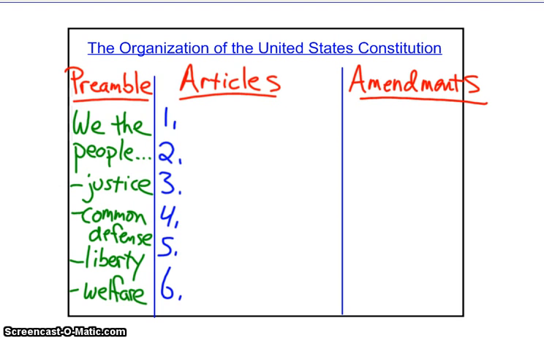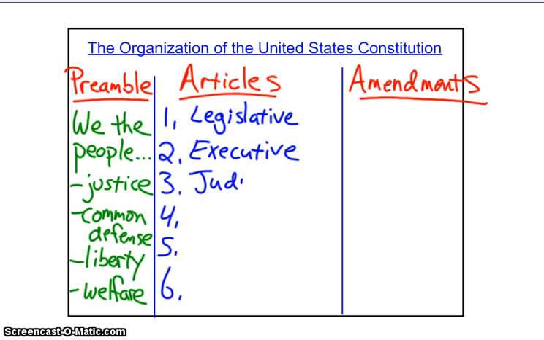The first article outlines the legislative branch. It talks about the rules for Congress, for the House of Representatives, for the Senate. The second article is all about the executive branch. It is everything having to do with the president and vice president. And the third is the judicial branch, our court system. And basically, when we make our flashcards and we have all the different roles and all the different qualifications, all of those flashcards come from the first 3 articles.